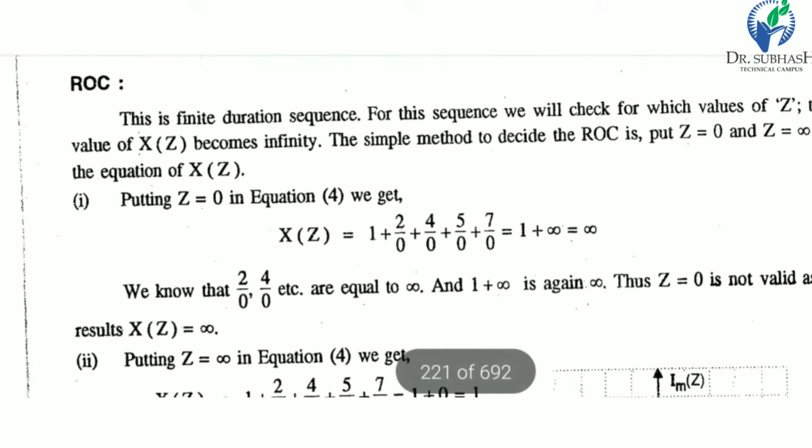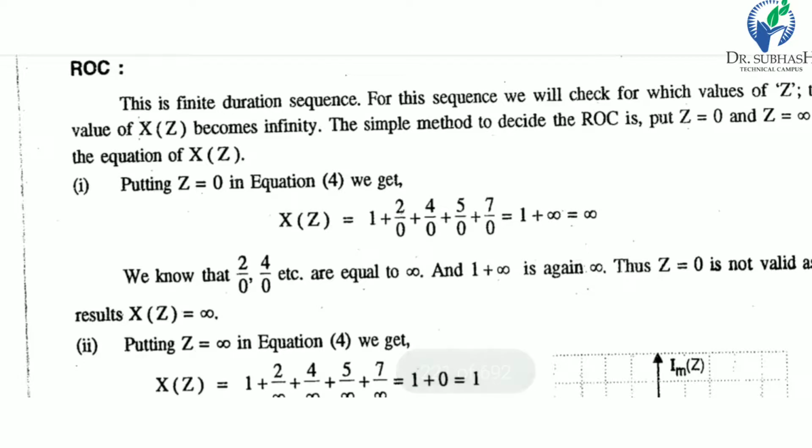Now the ROC. This is a finite duration sequence. For this sequence we will check for which values of z the value of x of z becomes infinity. The simple method to decide the ROC is to put z equal to 0 and z equal to infinity in the equation of x of z.